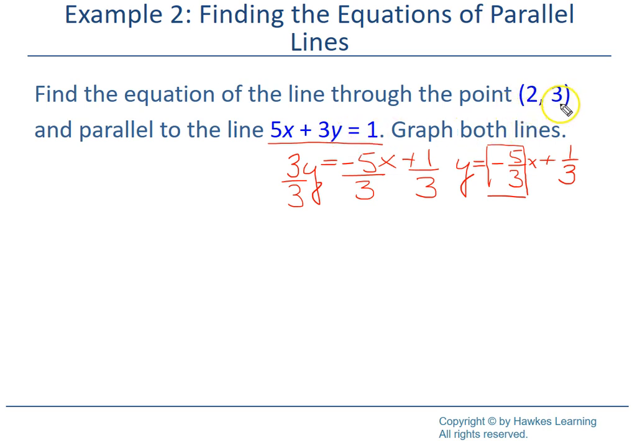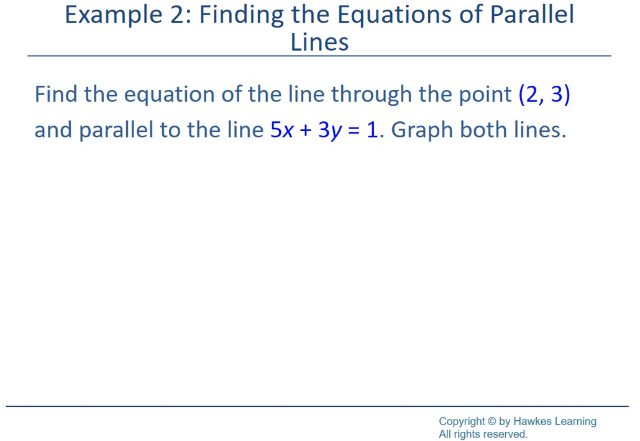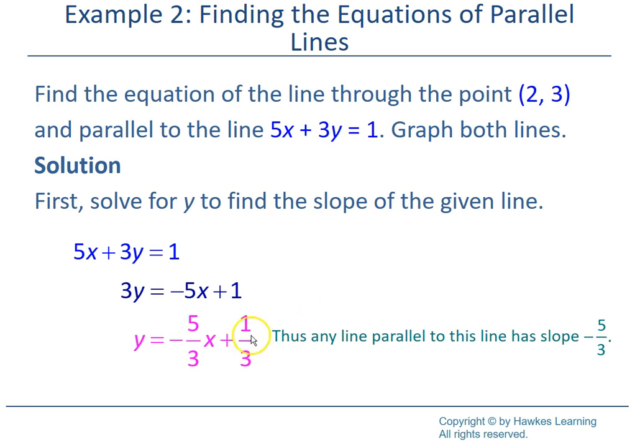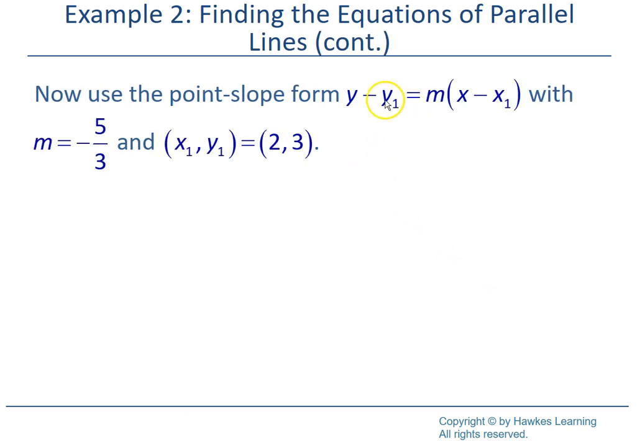And we want it to go through this point. So we're going to use that point slope form, substitute these values, and I could work it out for you, but you've seen how we work it out already. So let's just see what it looks like here. So there's the equation in standard form. I'm going to solve for y, and I find then that my slope is -5/3, indicated here.